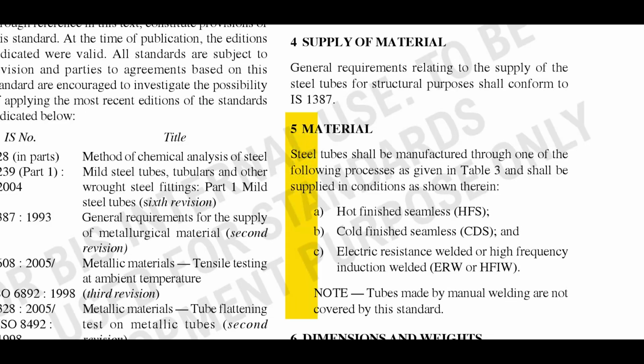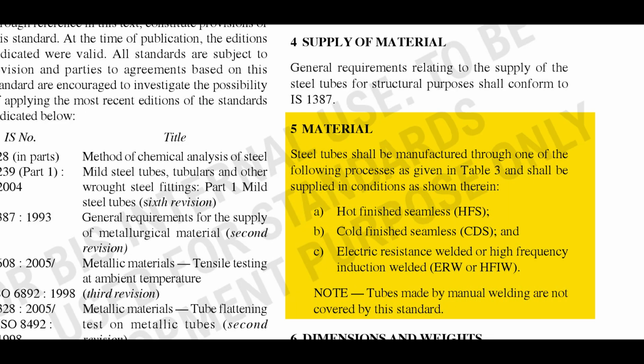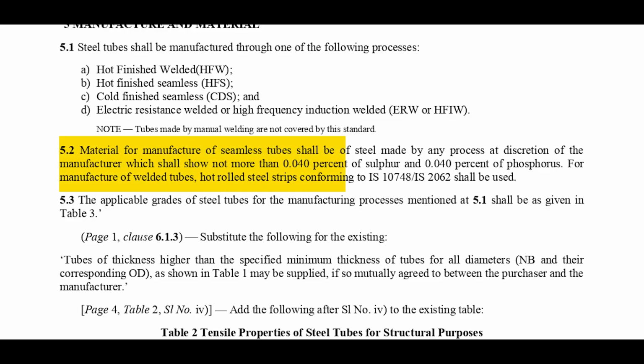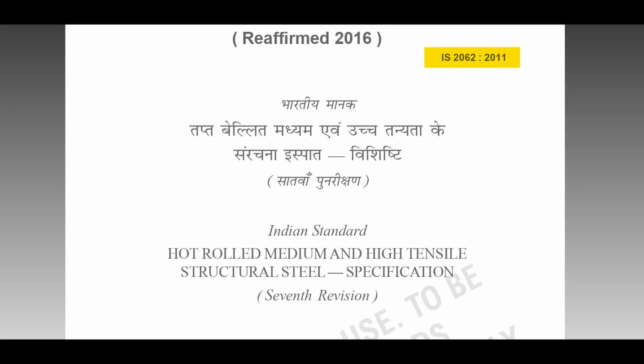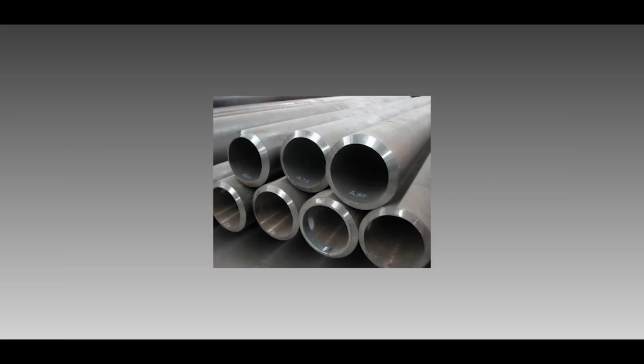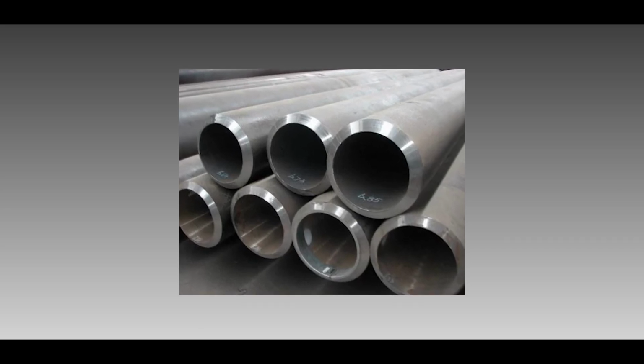Clause 5 of IS 1161 focuses on the chemical composition of steel used in both seamless and welded hollow sections, ensuring the material's strength, weldability, and overall performance. For seamless sections, particular attention is given to impurities like sulfur and phosphorus, which are strictly controlled. For welded sections, the chemical requirements are extended to cover a broader range of elements as per IS 10748 and IS 2062 guidelines. Seamless hollow sections are produced from steel manufactured through approved metallurgical processes.